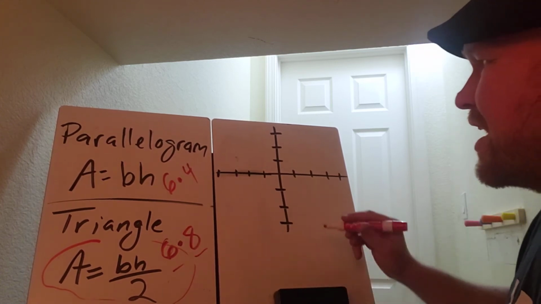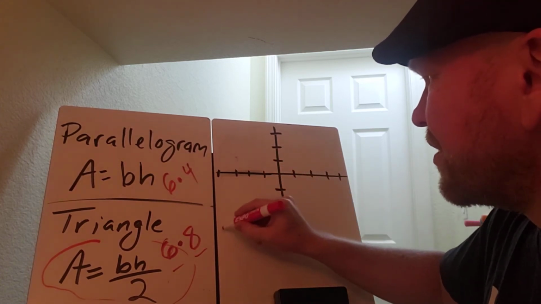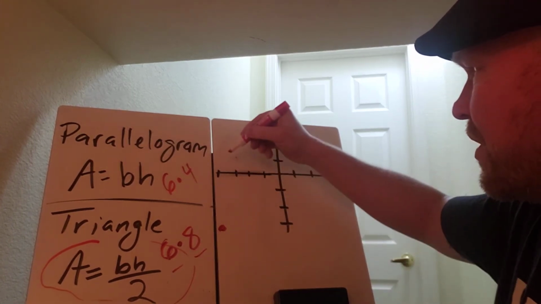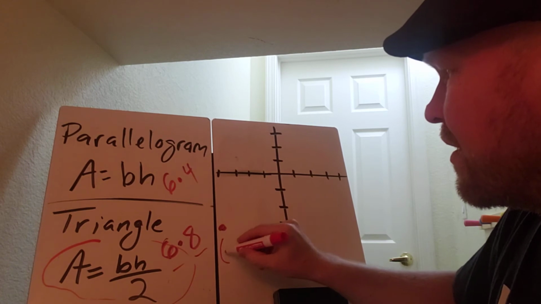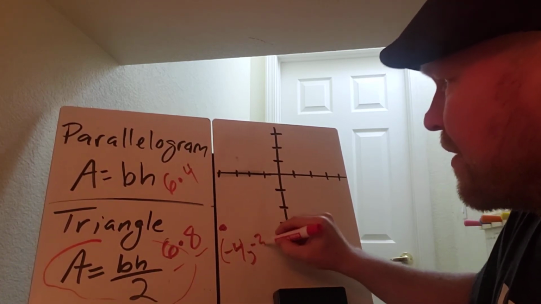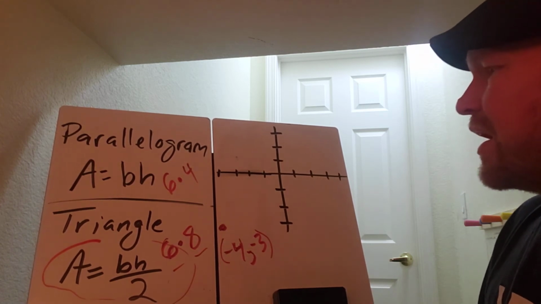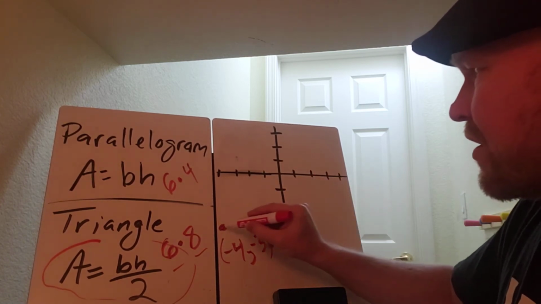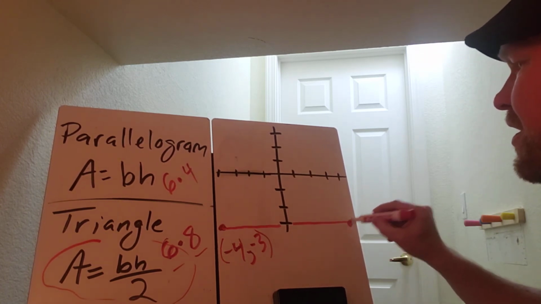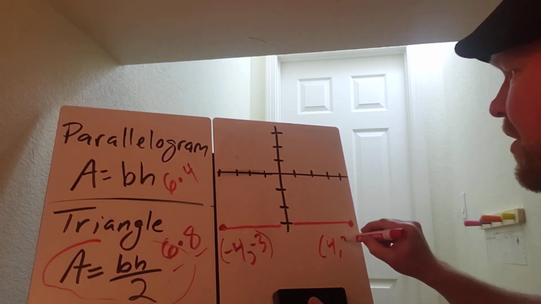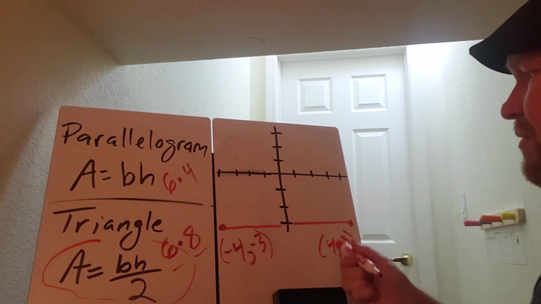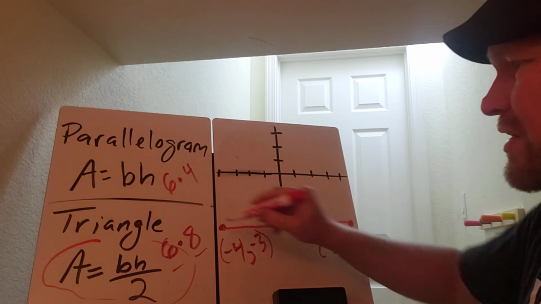Okay, so to make the base 8, maybe I'll make one of the coordinates right there. That's going to be at -4, -3. I want the base to be 8, so it's going to go 1, 2, 3, 4, 5, 6, 7, 8, all the way over to here, which is +4, -3. Okay, so from -4, -3 to +4, -3, this base is now 8.